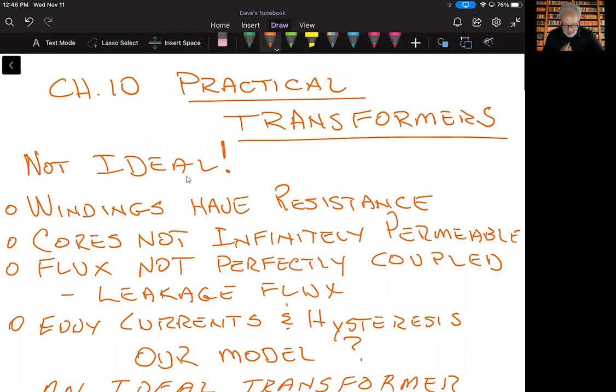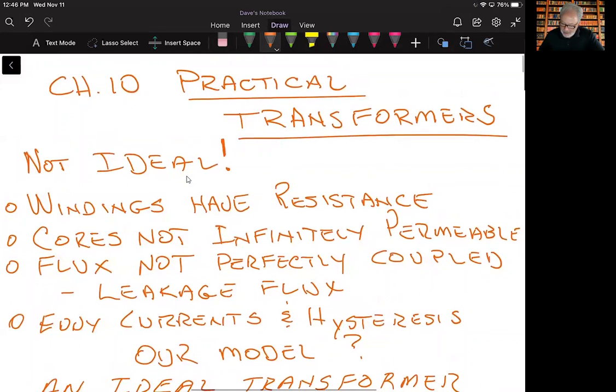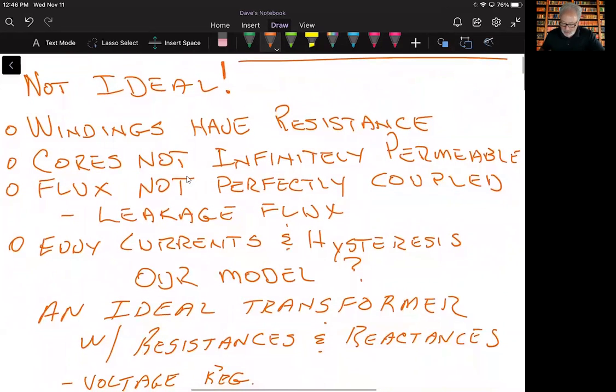Like I said, in chapter 9, we looked at an ideal transformer and its basic properties, but real world transformers are not ideal. What we're going to find out is what makes them not ideal. Well, first off, the windings have resistance, and that has to be taken into consideration. Resistance is going to change the whole profile of the transformer, so we want to reconstruct this as a practical transformer and add resistance.